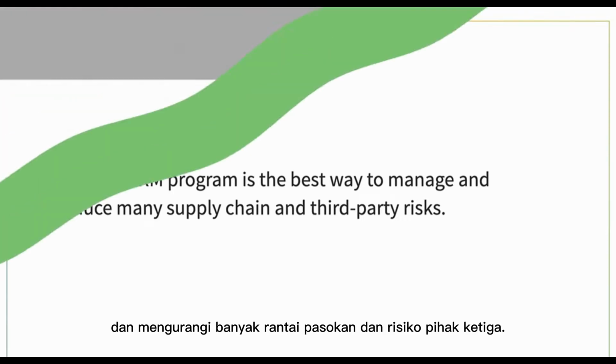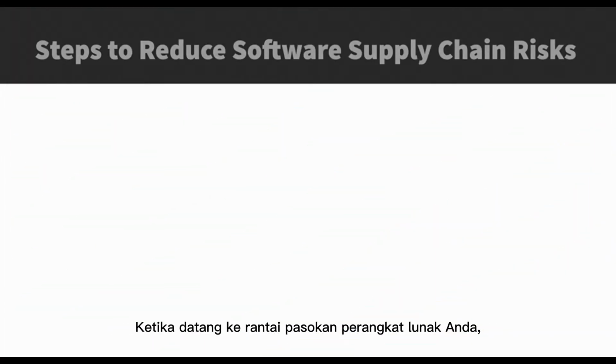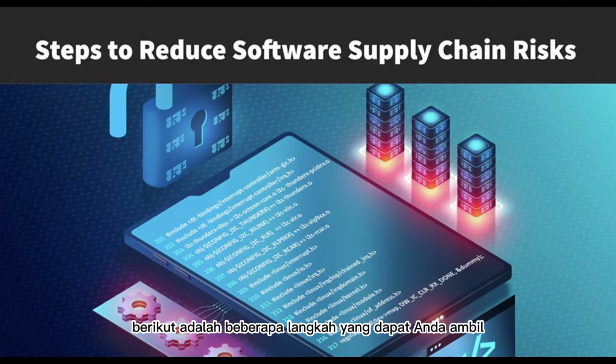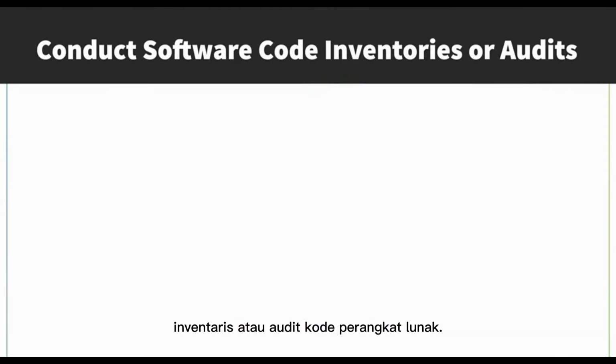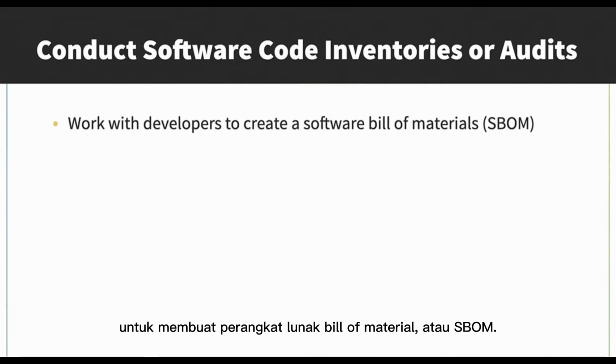chain and third-party risks. When it comes to your software supply chain, here are some steps you can take to reduce the risk of vulnerable or malicious open source software being included in your organization's code. First, you should conduct software code inventories or audits. Work with your developers to create a software bill of materials, or SBOM. This is a formal record that contains the supply chain relationships of the components used to build your organization's software.